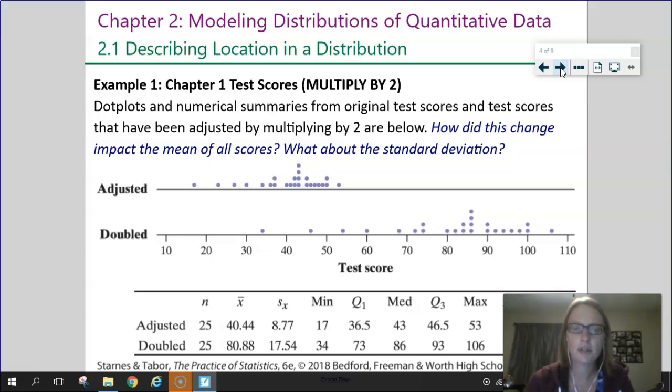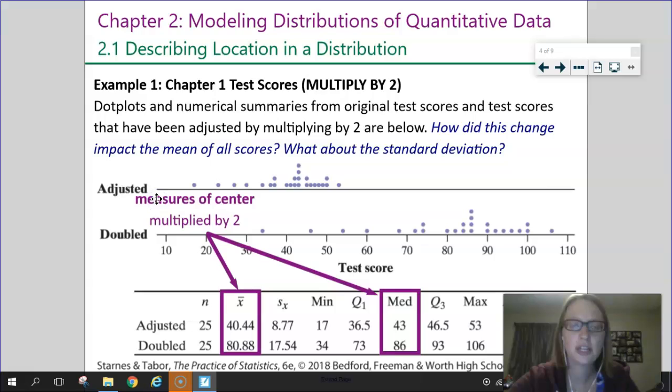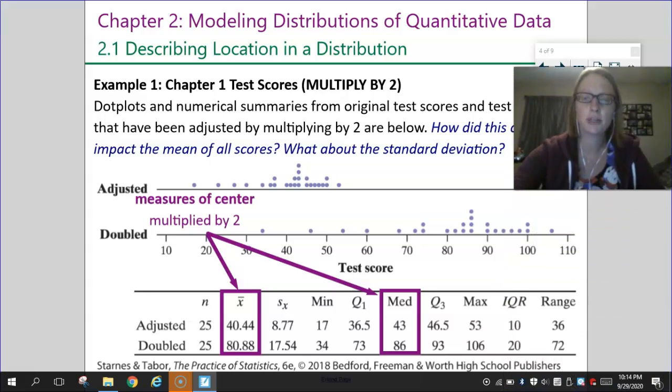When we look at the numbers for mean and median, we're seeing the exact same thing that we saw before, that the measures of center all change by whatever change I made. So I multiplied by 2, the measures of center also multiplied by 2. They went from 40 to 80 for the mean, from 43 to 86 for the median. But the difference is when I was multiplying by a number instead of adding, the measures of standard deviation, IQR, and range, the measures of spread, those measures also doubled.